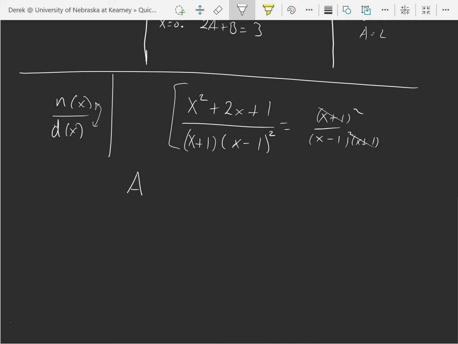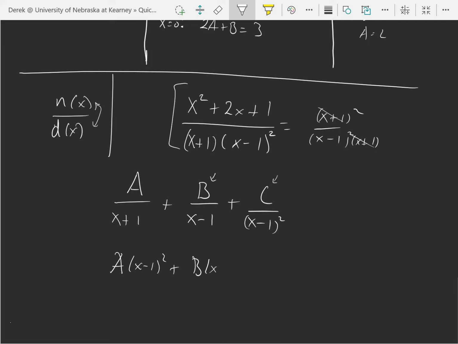So I would probably want this to look like a over x plus 1 plus b over x minus 1 plus c over x minus 1 squared. These are linear factors, so I have constant coefficients here, and we'll explain that in a little bit. But when I do this, I get a times x minus 1 squared plus b times x minus 1 times x plus 1, and then I've got c times x plus 1. And I want that to be x squared plus 2x plus 1.